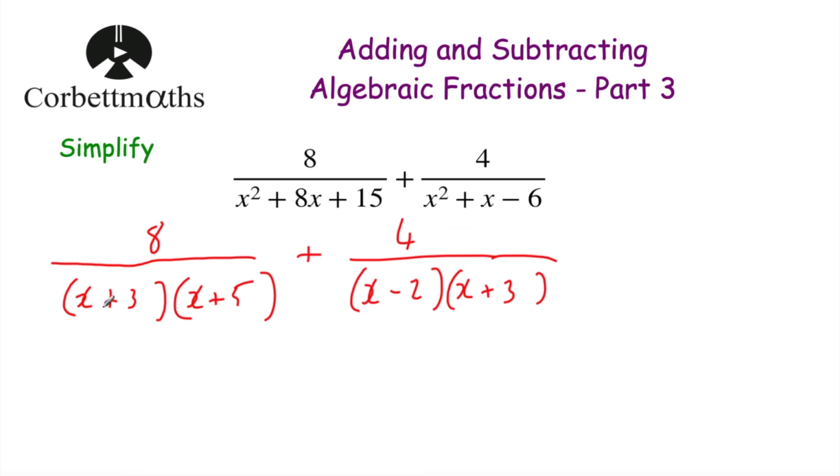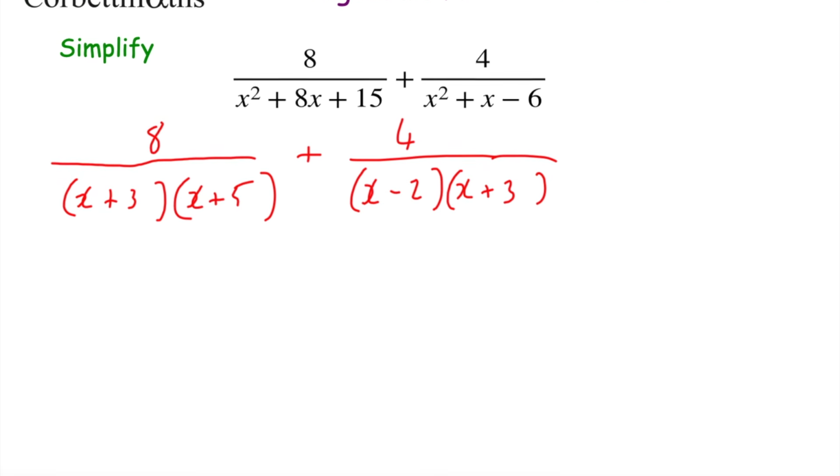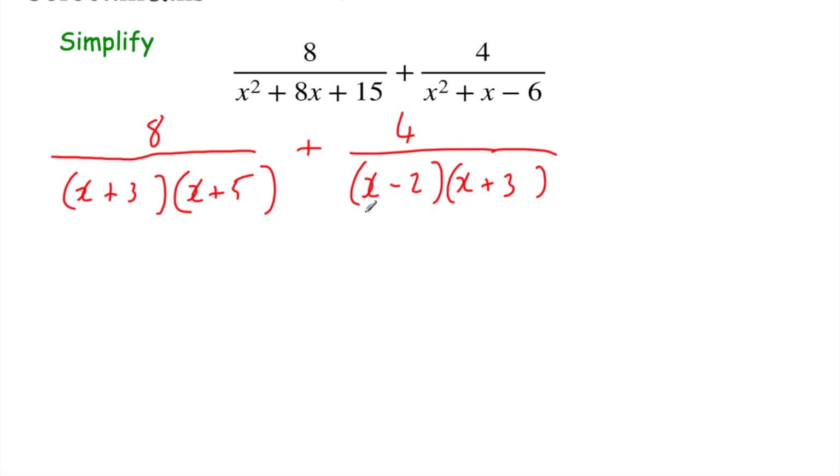Okay, so let's have a look and see what we've got. We've got x plus 3 times x plus 5. And then in terms of this denominator, we've got x plus 3 times x minus 2. So we've got an x plus 3 on both denominators. So that means if we want to get a common denominator, we're going to multiply both the numerator and denominator of this fraction by the missing bracket, which would be x minus 2. And then in terms of this fraction, if we multiply both the numerator and denominator by x plus 5, then we'll have the same denominators. So let's do that. Let's multiply both the numerator and denominator of this fraction by x minus 2.